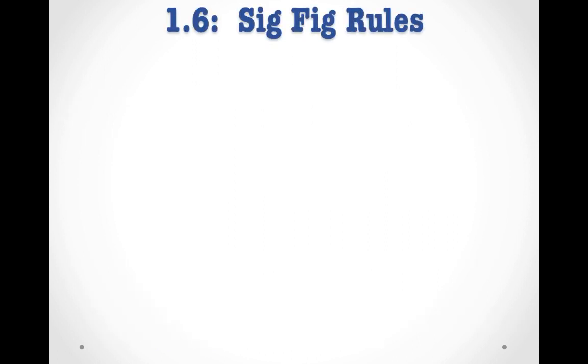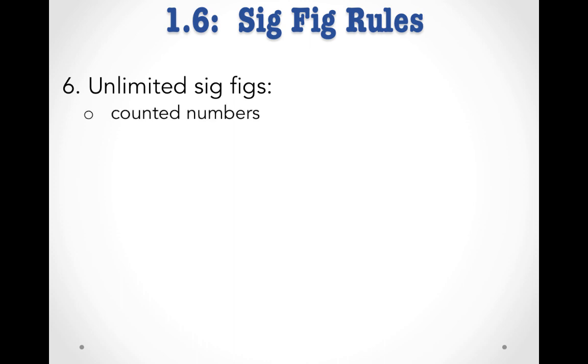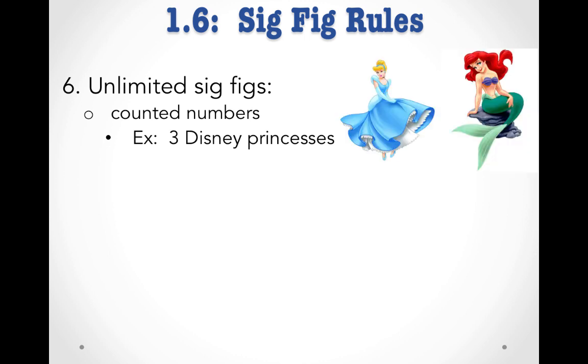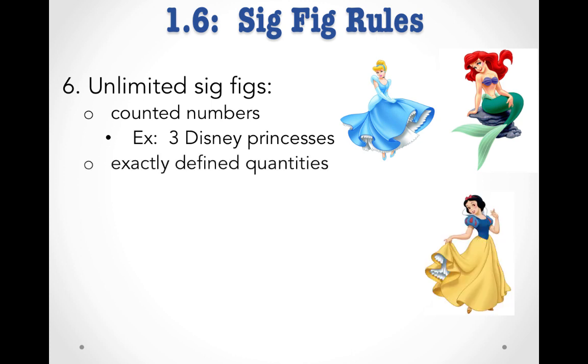There's one final kind of strange case that I want to address really quickly. There are times where we could actually have unlimited sig figs. Take this example. Imagine we are counting Disney princesses. That's Cinderella, that's Ariel, that is Snow White, yes, Snow White. So we have 3 Disney princesses, 1, 2, 3.